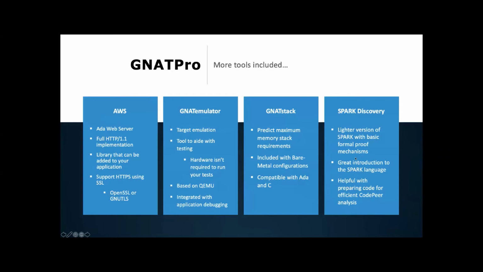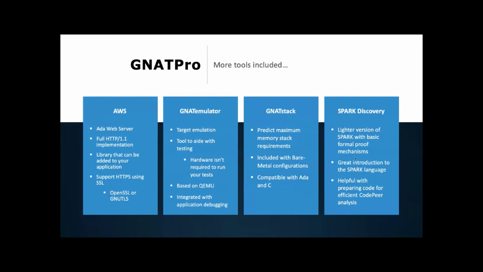The next tool is called GNAT Emulator. This is a tool you might use to emulate some target. This would be if you're cross-compiling, and let's say you don't have hardware and you want to be able to do some tests on that hardware. You can use GNAT Emulator to emulate the hardware and then run your tests on that emulation. The GNAT Stack tool is a tool that can do stack prediction. This is particularly useful in bare metal where you have a potentially very small stack specified. This is kind of a nice thing, and this actually works for Ada and C.